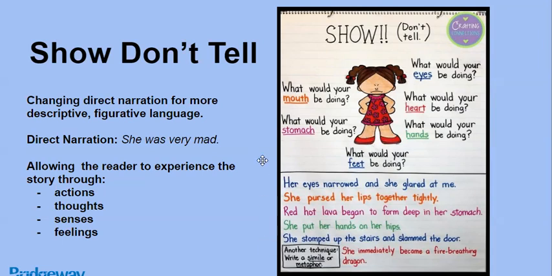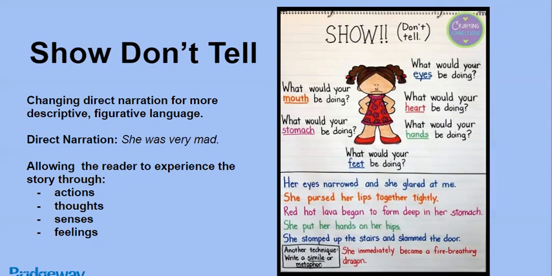Her eyes narrowed as she glared at me. She pursed her lips together tightly. Hot lava began to form deep in her stomach. She put her hands on her hips. She stomped up the stairs and slammed the door, and she immediately became a fire-breathing dragon. In this little box, it says another technique is to use some of that figurative language, where we describe what she looks like, but then end it with a metaphor or simile. She becomes a fire-breathing dragon because she's hot, heated, and upset here.